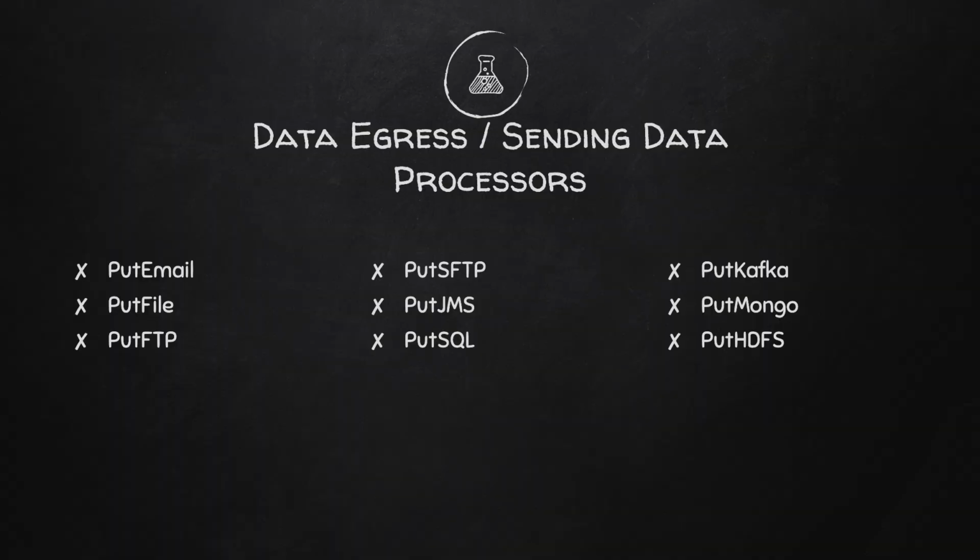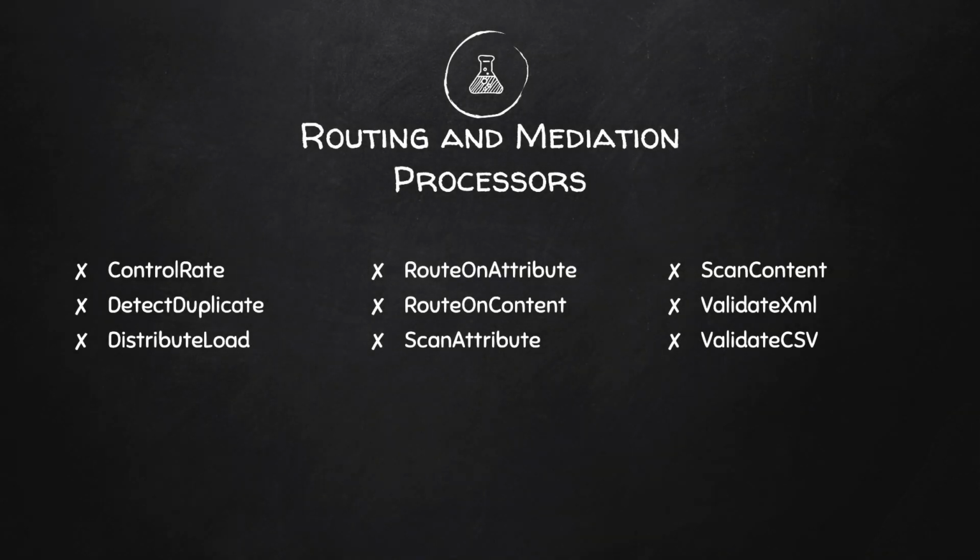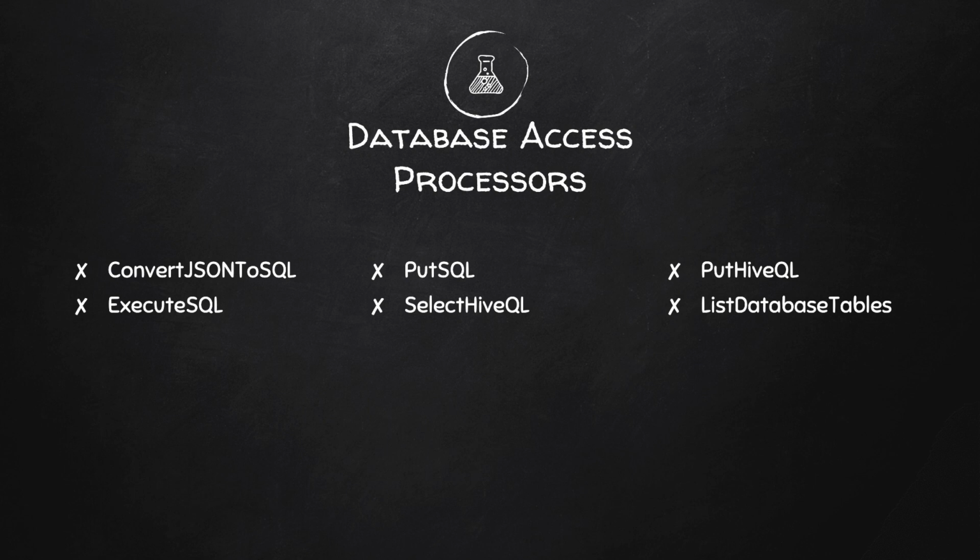The next type of processes is routing and mediation processes. These are the processes which will help us to conditionally change the way a flow file is processed. The next type of processes is database access processes. These are some of the commonly used processes to access the database.